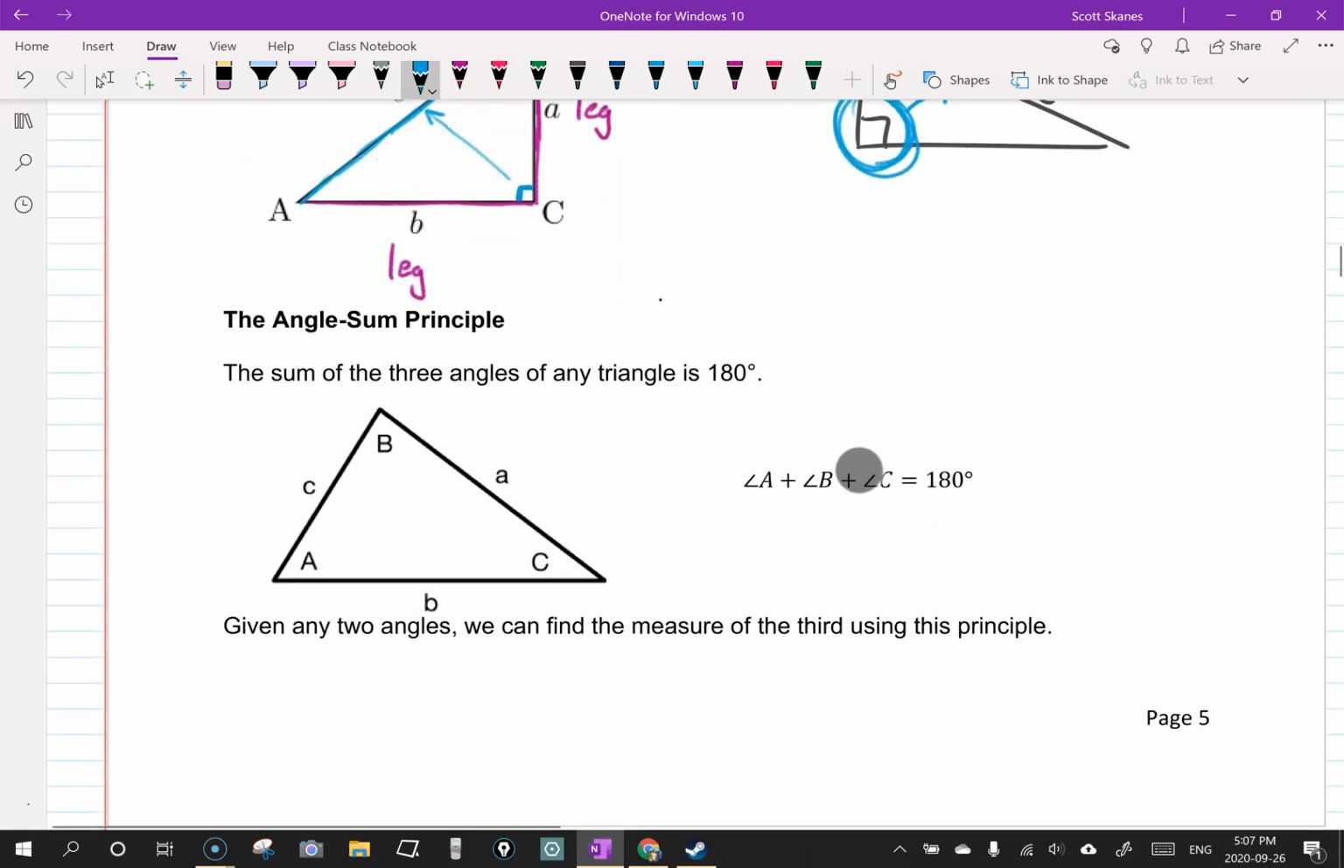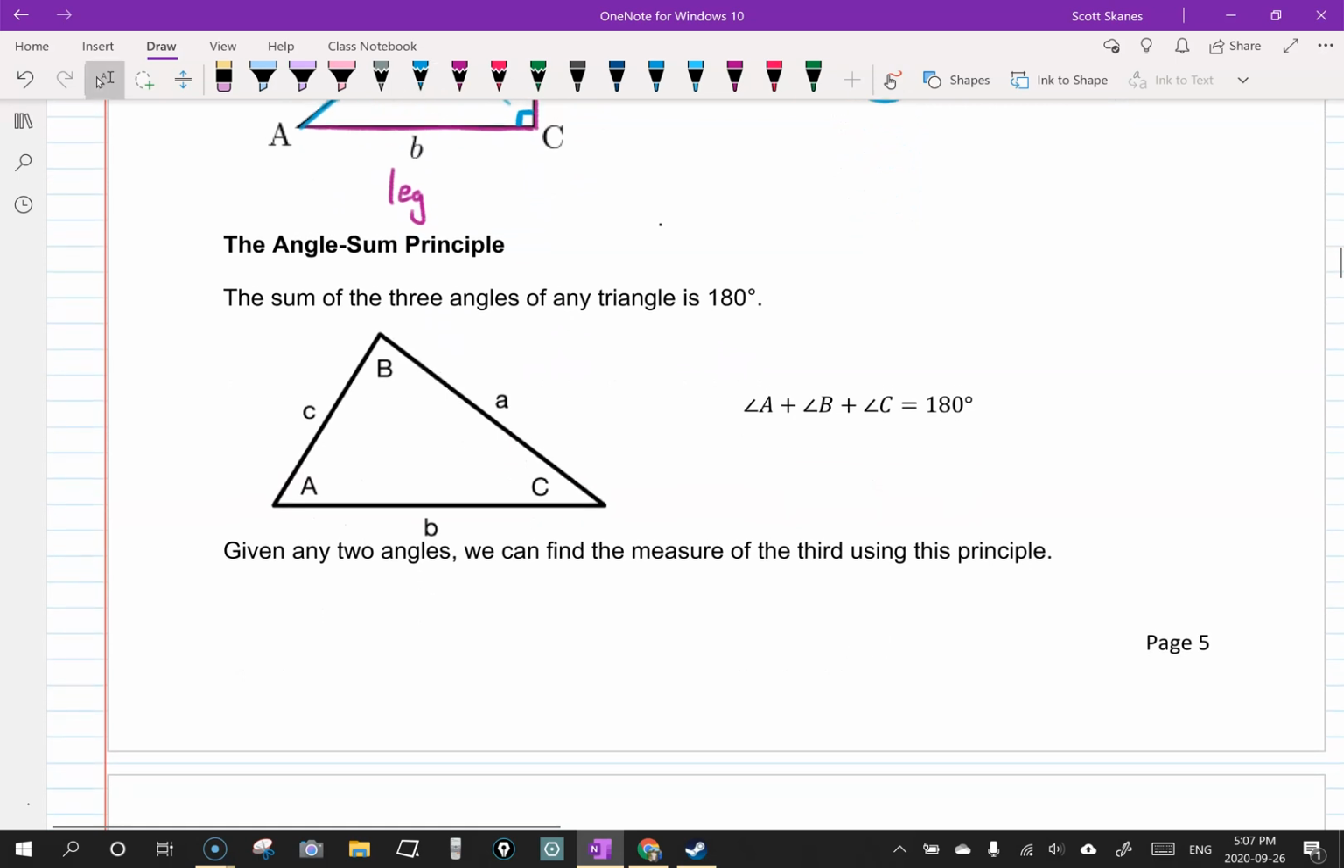Let's get a couple more definitions out of the way. The angle sum principle. The angle sum principle states that the sum of the three angles of any triangle is 180. I actually already talked about this. It means that in any triangle, doesn't matter what triangle it is, literally makes no difference, the three angles that we have are going to add to 180. So very important piece of information here. Given any two angles, we can find the measure of a third using this principle.